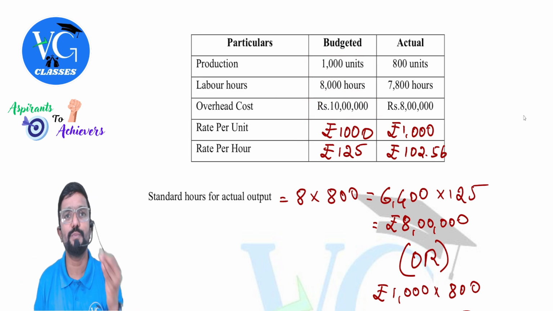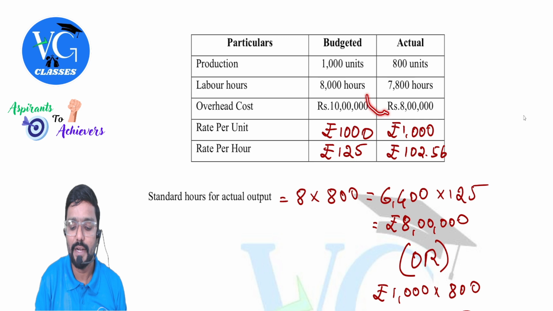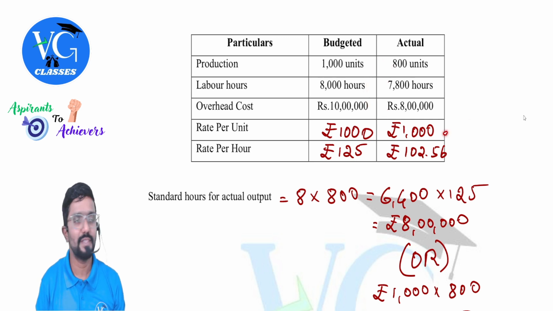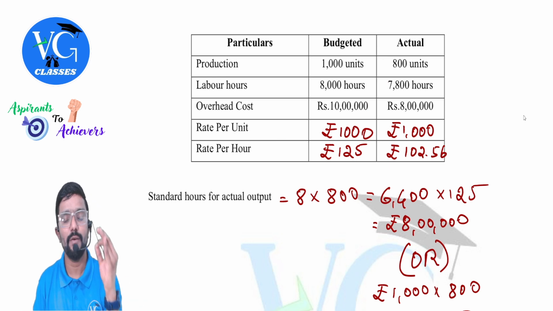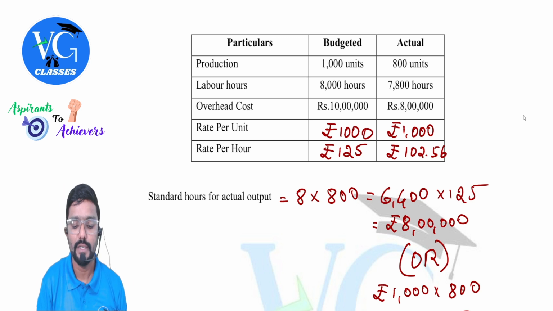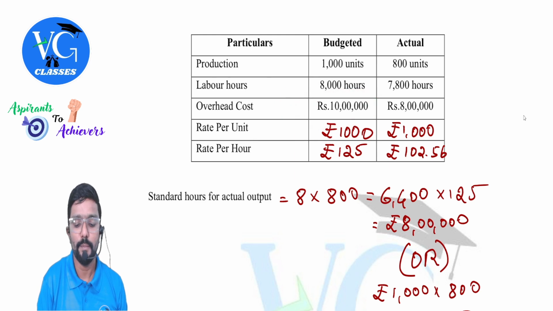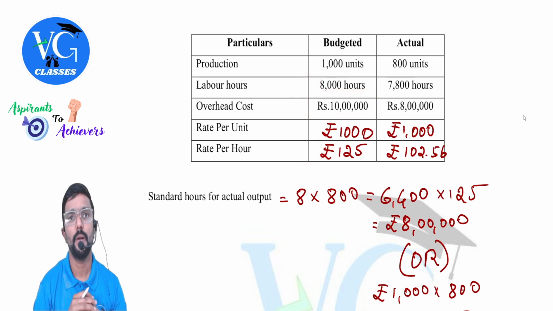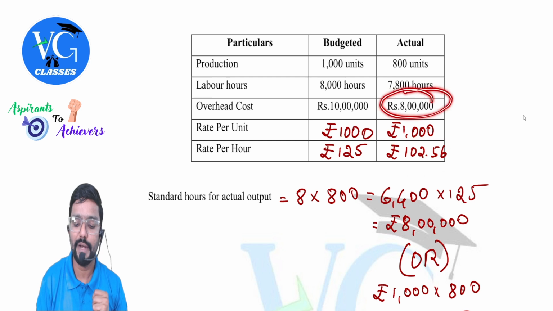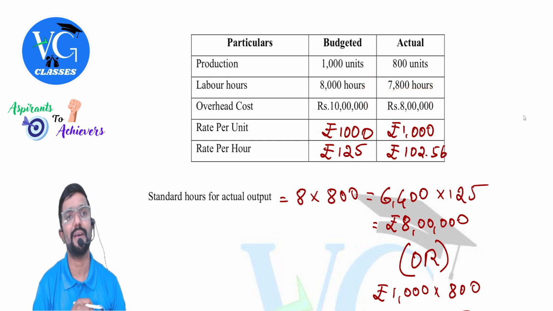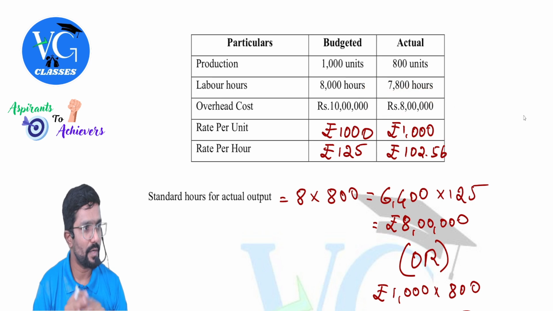Same way, sir, actual cost per unit. It is 8 lakh divided by 800, which is 1000 rupees. Got it? Then coming to standard overhead rate per hour: 10 lakh divided by 8000, which we call budgeted overhead divided by budgeted hours. You will get the per hour output. Same way, I want to calculate actual overhead rate per hour. How do we calculate it? Actual overhead divided by actual labor hours. Got it. Hope you understand.